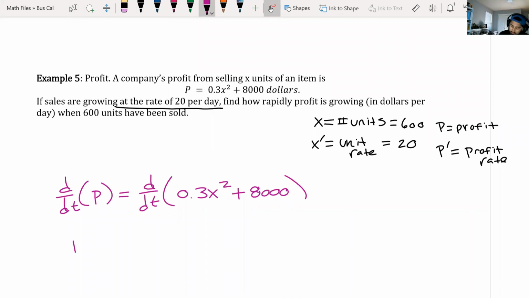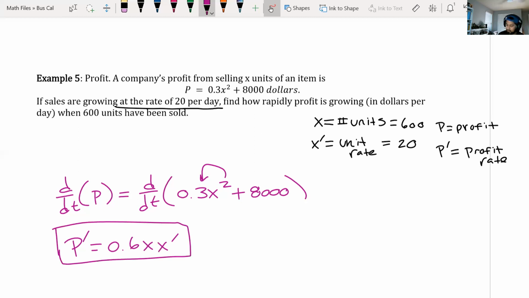Implicit derivative of P is P prime. Implicit derivative of 0.3x squared: you're going to have that 2 come and multiply your 30 cents, so 0.6 x x prime. And the implicit derivative of 8,000 is 0. There's your implicit derivative. All good?